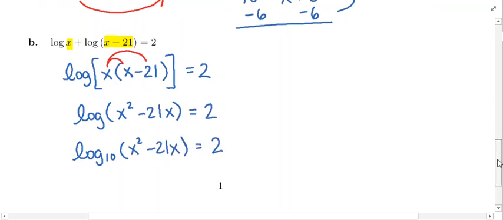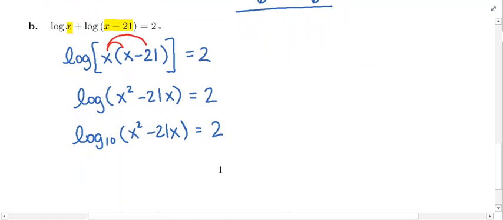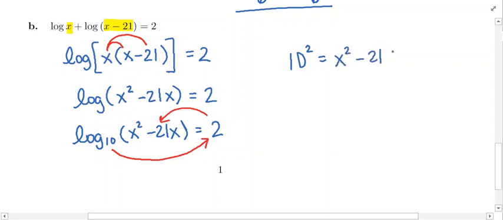So if I do the arrow thing, this is going to tell you that 10 to the second power is equal to this quantity. So 10 squared is equal to x squared minus 21x. And the logarithms are gone. We now can solve this equation for x. If we simplify here, 10 squared is 100, 10 times 10. That's equal to x squared minus 21x.